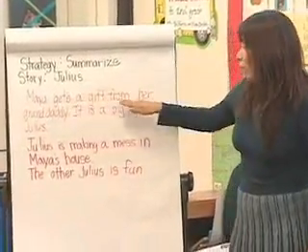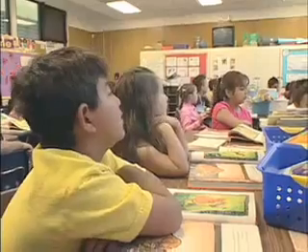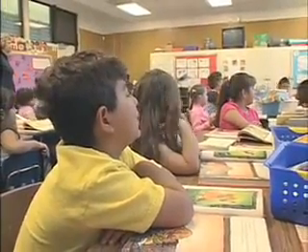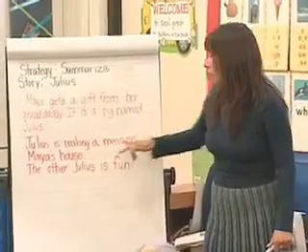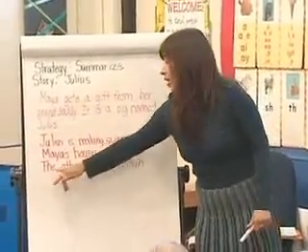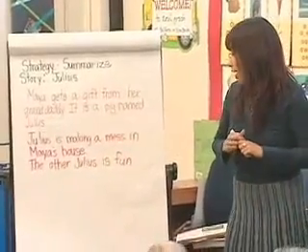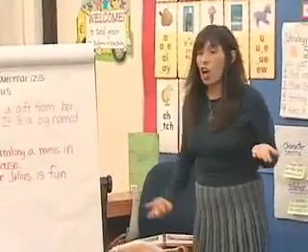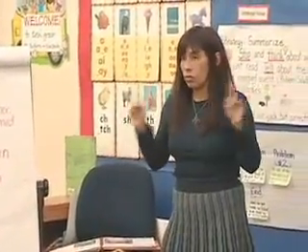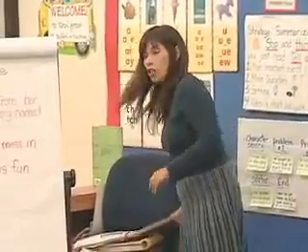Maya gets a gift from her granddaddy. It is a pig named Julius. Julius is making a mess in Maya's house. The other Julius is fun. Okay, fun. We can also say he's also fun because there's not two pigs. It's just he's also fun.